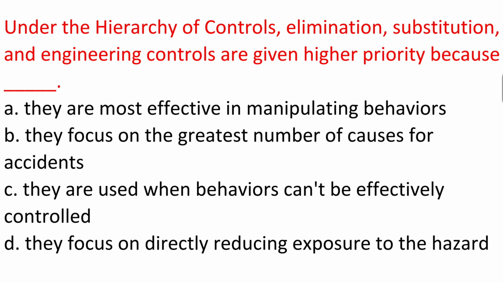Question: under the hierarchy of controls, elimination, substitution, and engineering controls are given higher priority because A. They are most effective in manipulating behaviors. B. They focus on the greatest number of causes for accidents. C. They are used when behaviors can't be effectively controlled. D. They focus on directly reducing exposure to the hazard.